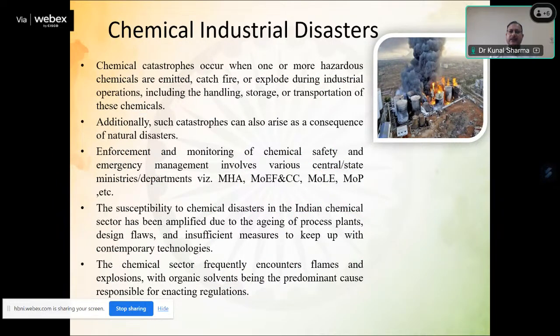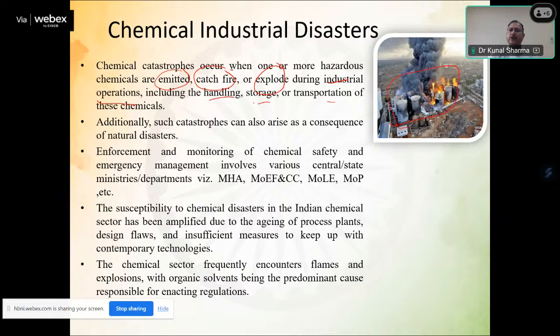So, moving to the next slide: chemical industrial disasters. I've already quoted that chemical catastrophes occur when one or more hazardous chemicals are emitted, catch fire, or explode during industrial operations, including handling, storage, and transportation of these chemicals. So wherever we are focusing, we can easily understand that a chemical is being used. You can see this figure.